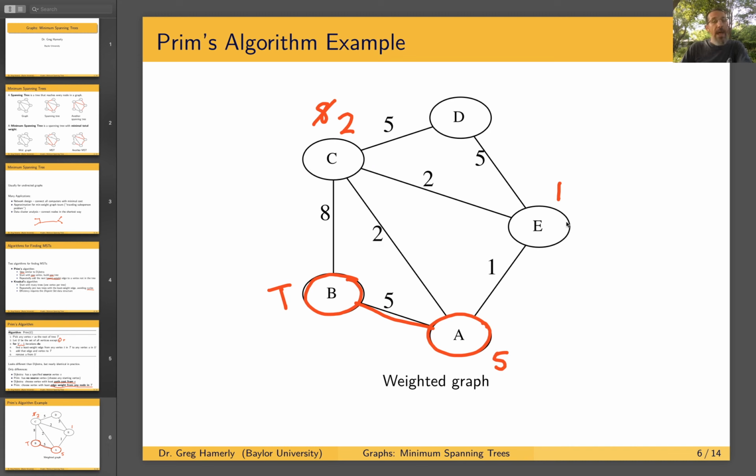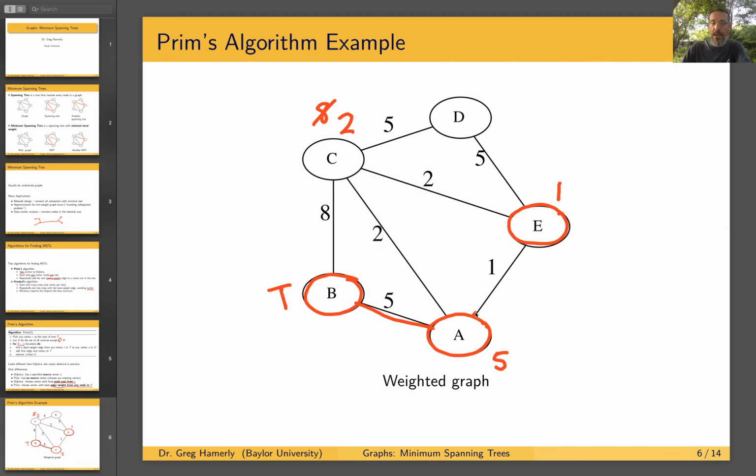The next vertex we would add is E because it has the lowest cost. And again, that's the edge cost here. There's no path cost. It's not like we're considering 5 plus 1. It's just the cost of adding E by that edge with cost 1.